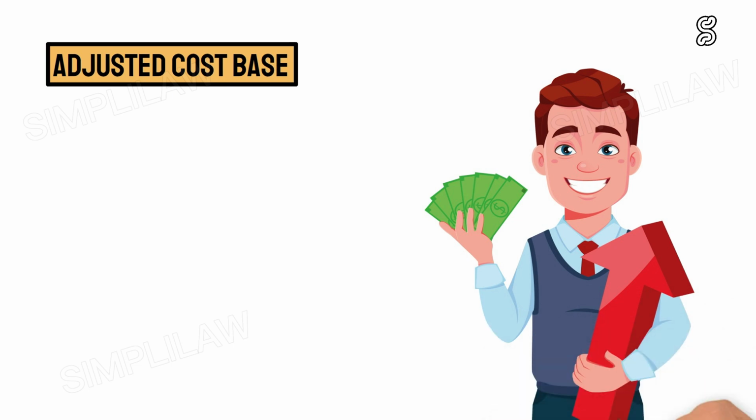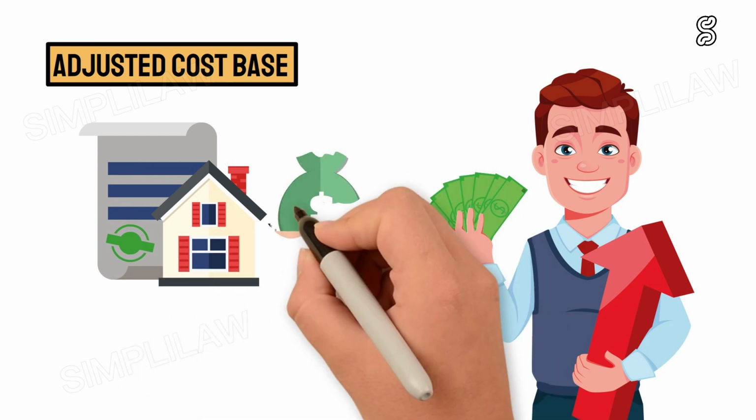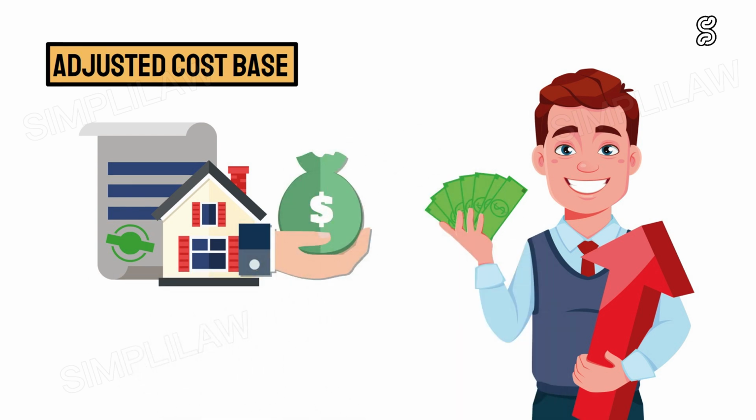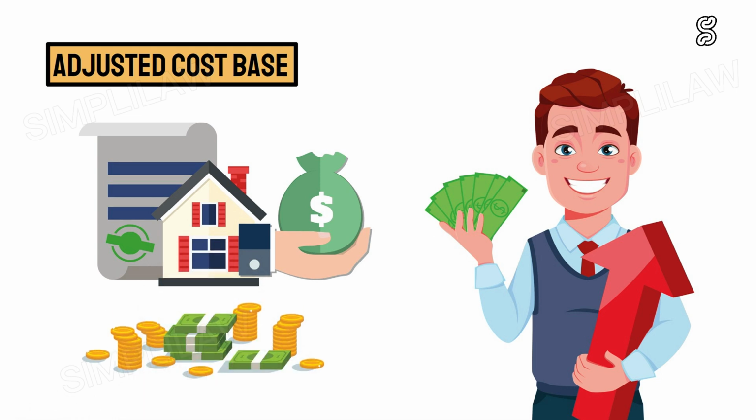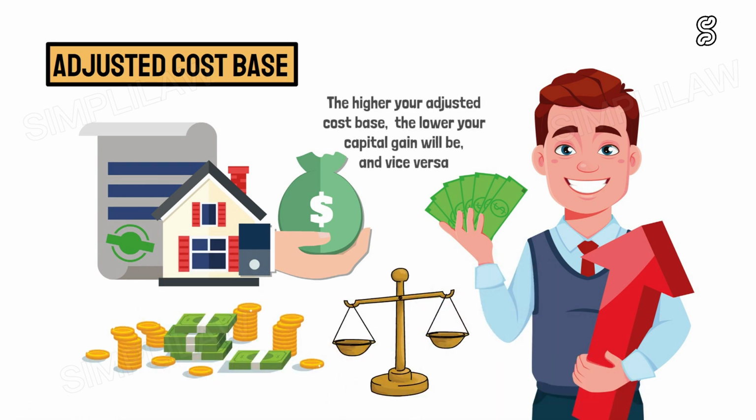Now, let's talk about adjusted cost base. Don't let the fancy pants name intimidate you. It's just the total amount you paid to get that capital property. This number is important because it's how you calculate whether you've made a capital gain or loss when you sell the property. The higher your adjusted cost base, the lower your capital gain will be, and vice versa.